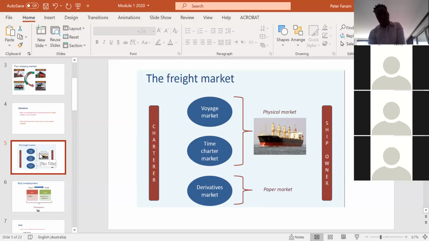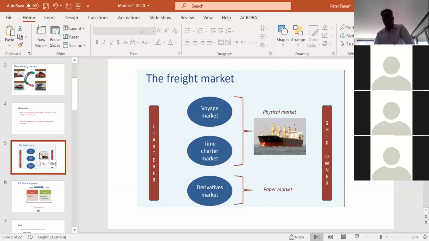So in the voyage market and the time charter market, physical ships are brought into this market. The ship owners are coming into this market with a physical ship, looking for a cargo to carry or looking for a charterer to charter the vessel. And then charterers or the cargo owners are also coming into this market with physical cargo, with actual cargo, looking for a vessel to carry this cargo for them. So that is the reason why these two markets are what we call the physical market.